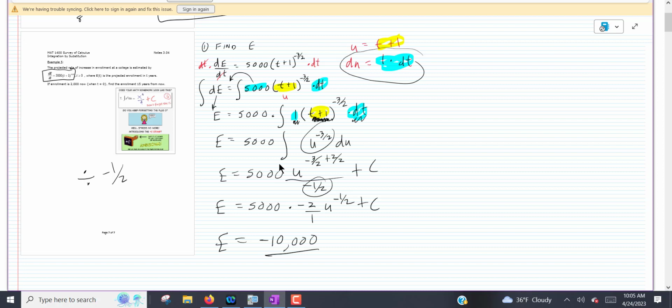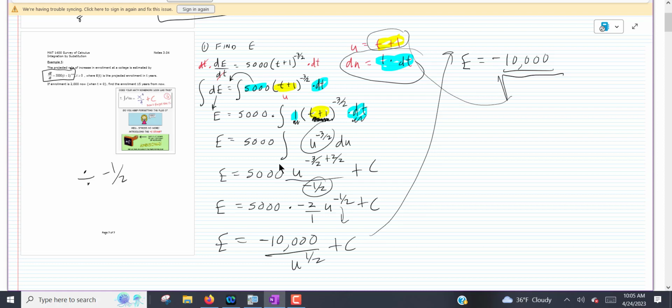And then I'm going to put that down in the bottom, making that u to the 1/2 plus c. Let me write the final answer to this part of the problem right here. E is negative 10,000 over the square root of u, but then you plug u back in. So you plug the t plus 1 back in, plus c like that. Now we're not done with this problem, but that is the antiderivative right there. So that's using u substitution.